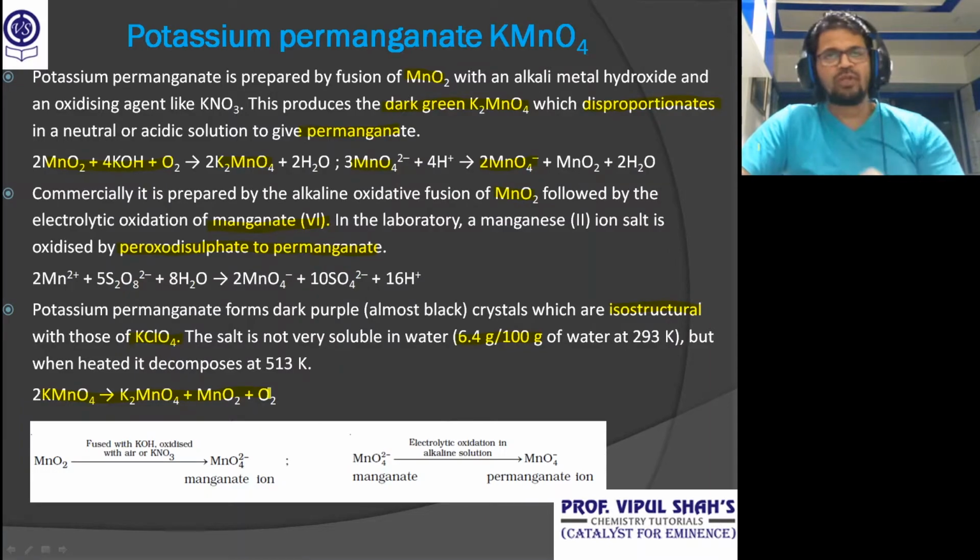So we have two reactions to talk about, a small snapshot, people. MnO2, manganese dioxide, when fused with an alkali, gets converted to the manganate ion, MnO4 2-, and the same manganate on electrolytic oxidation in an alkaline medium gets converted to permanganate. So MnO2 to manganate to permanganate is the reaction. That's the laboratory method for the preparation of potassium permanganate.